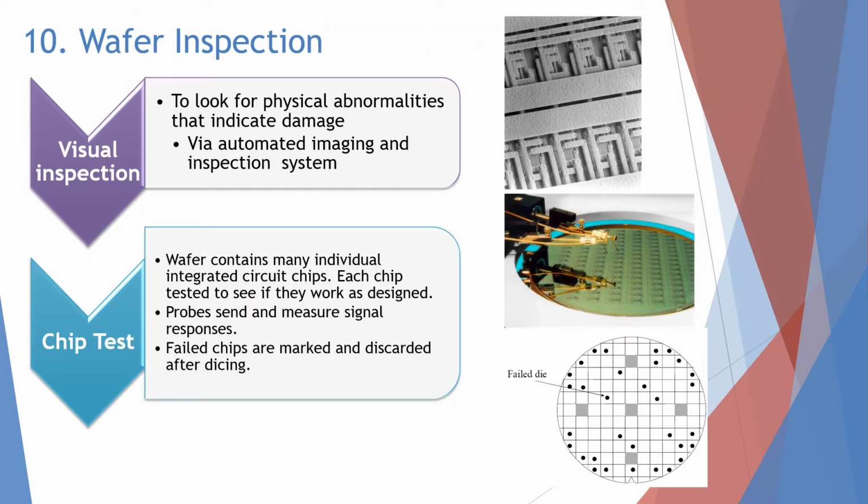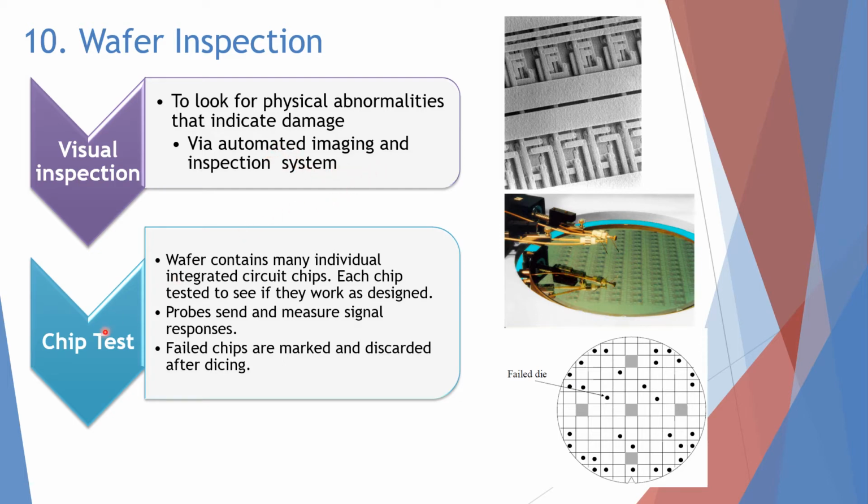If the process is already completed, the next step that we have to do is wafer inspection. There are two types. One is visual inspection and another one is chip test. Visual inspection is to look for physical abnormalities that indicate damage. This can be performed via an automatic imaging and inspection system, because we cannot see it using our eyes, right? So it has to be performed automatically in an imaging process.